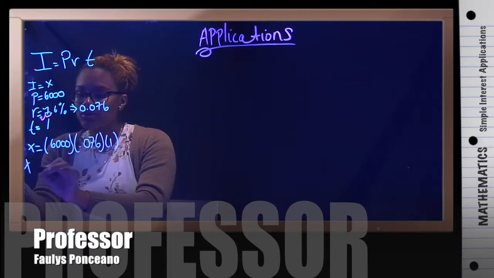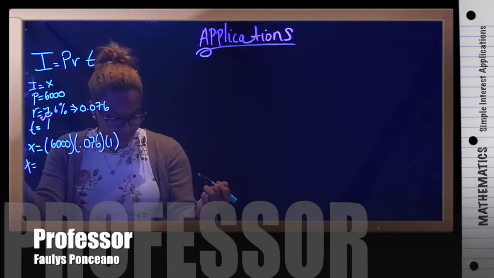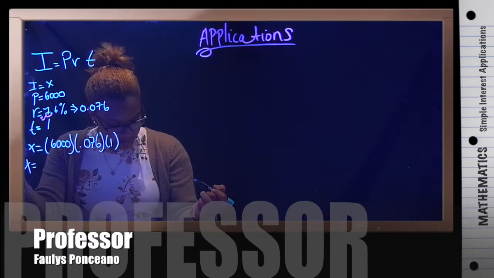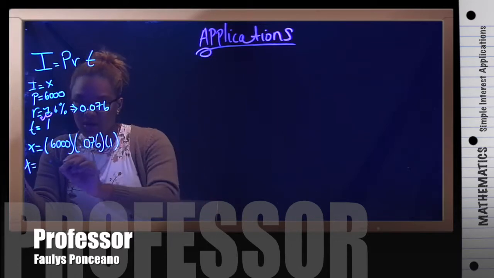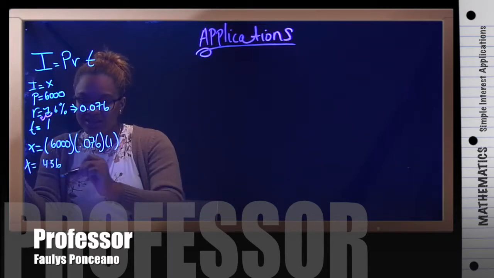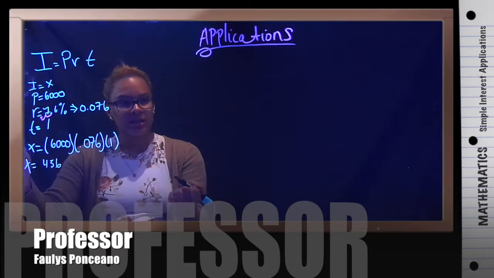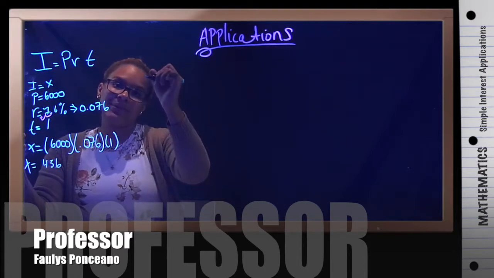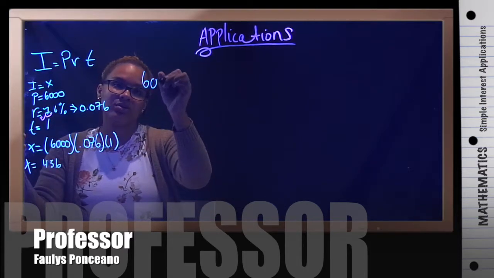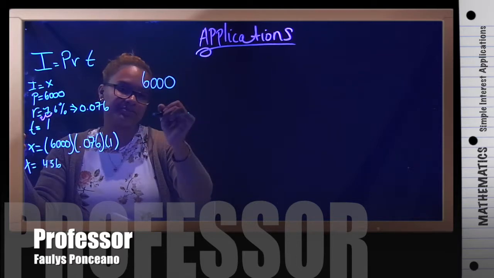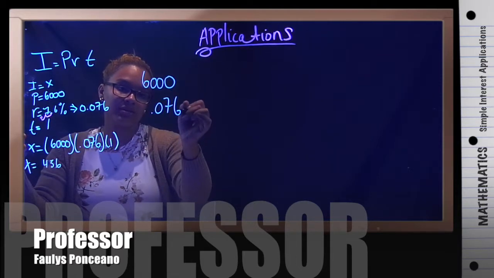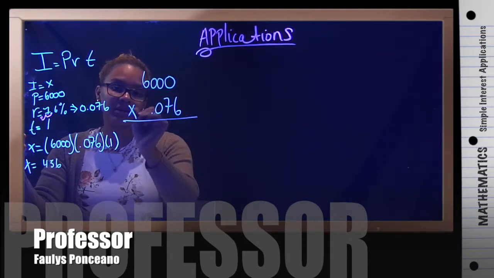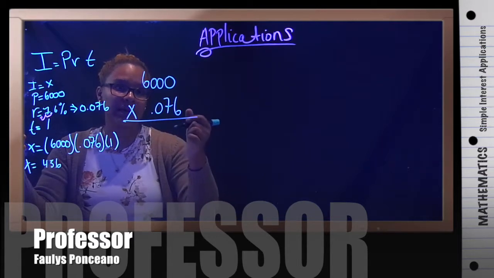And now we simply do our multiplication. Once we do that multiplication, we end up with $456 in interest. Maybe some of you might need to see how to do the multiplication. Now, this is something that we should be comfortable doing by now.